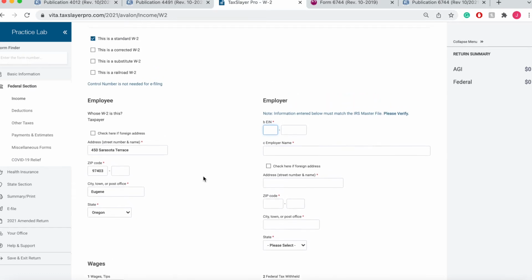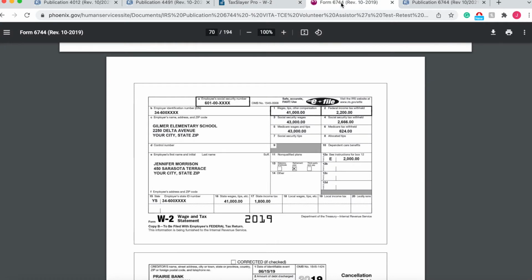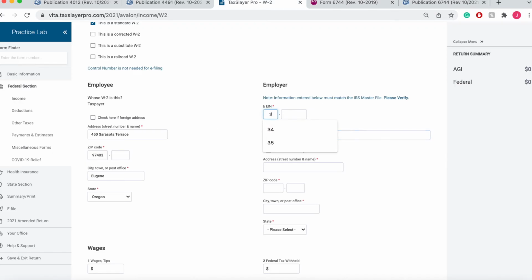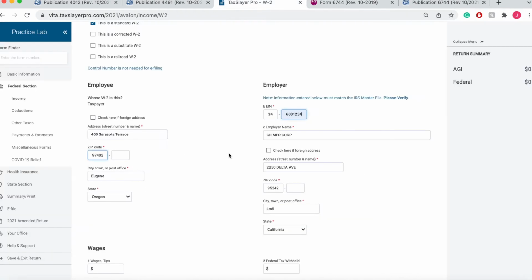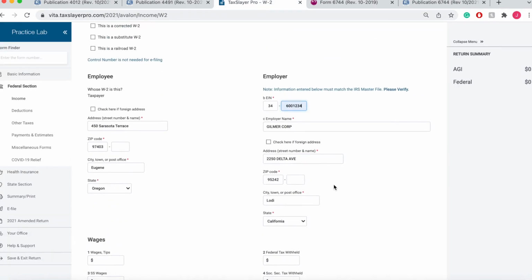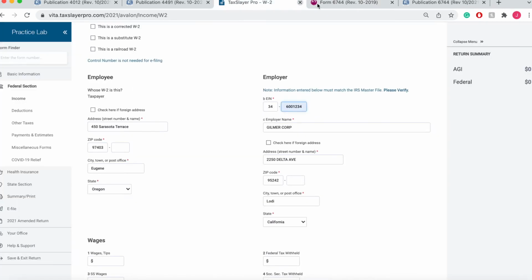And so the first thing that you're going to need to do when you start to fill out a W-2 is fill out the employer information. So here with the employer information now, we're just going to start by going 34600, and then we'll just finish it off with the classic 1234 to finish that. In the employee's social, we don't need that right now, even though it shows up here in the W-2.